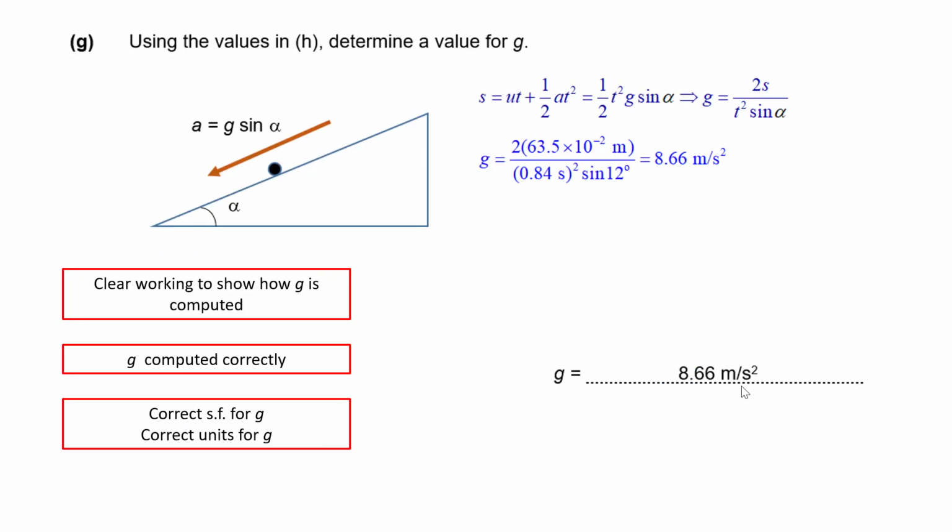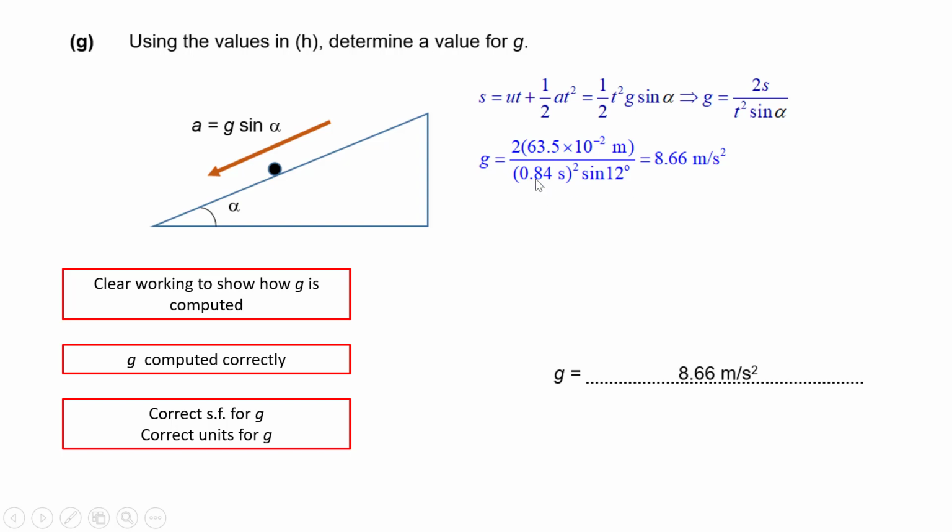Then with these values, you are asked to compute a value of g. Most of you were able to tell me that s equals ut plus half at squared. This is the equation you're going to use. However, quite a lot of you forgot that your ball is actually rolling on an inclined plane. So the acceleration is not g, but g sine alpha. That's why you needed the value of alpha earlier as well. With that, your initial velocity is 0. That simplifies to s = half t squared g sine alpha. Making g the subject of the formula, it will be g = 2s over t squared sine alpha.